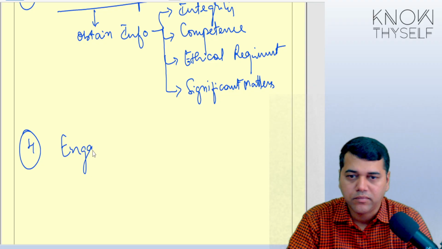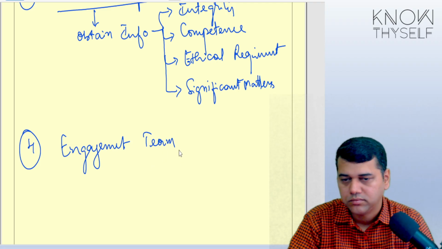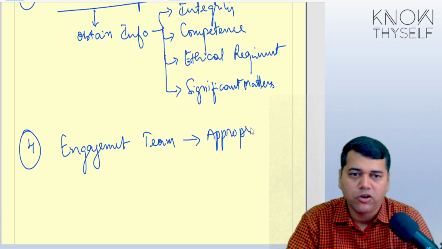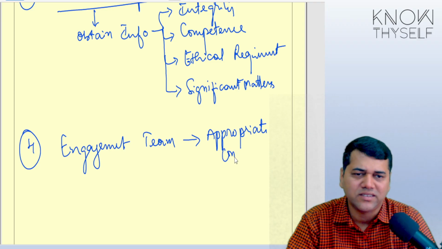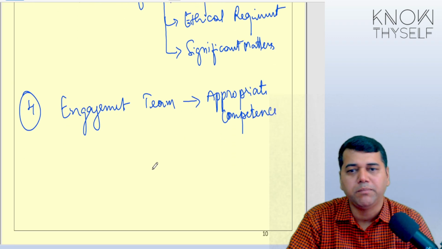engagement team. The responsibility is to see you have got appropriate competence. That's it. We will not write something more. You have got appropriate competence. This is the responsibility of the engagement partner.